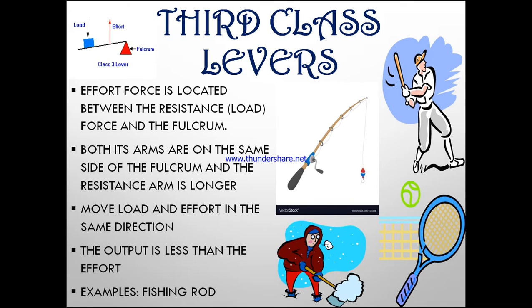And now when I catch a fish, you pull the fish up. So you'll find the resistance and also the effort move in the same direction. The output is less than the effort. Why? Because the resistance arm is longer than the effort arm. Example, the fishing rod, as I told you.